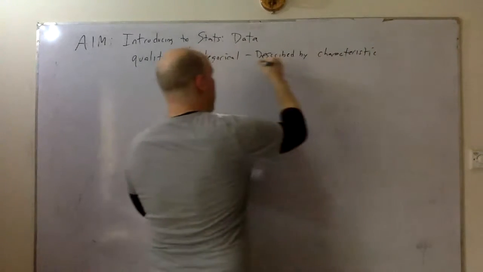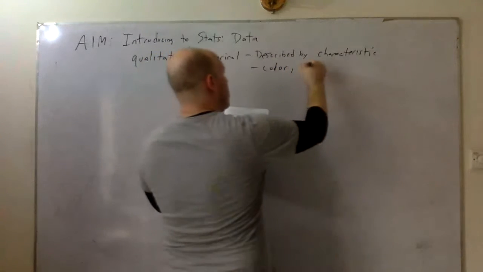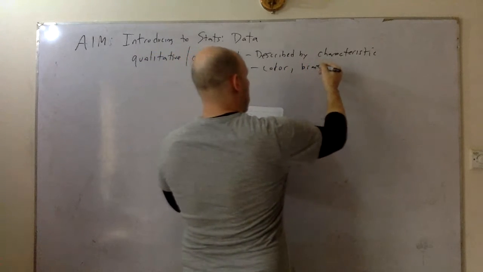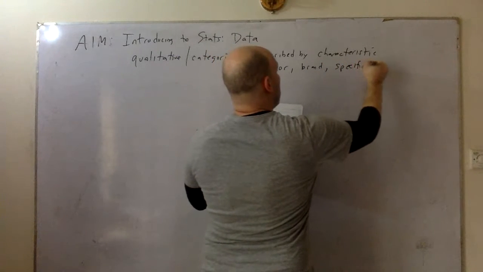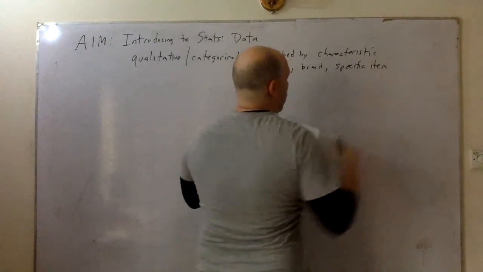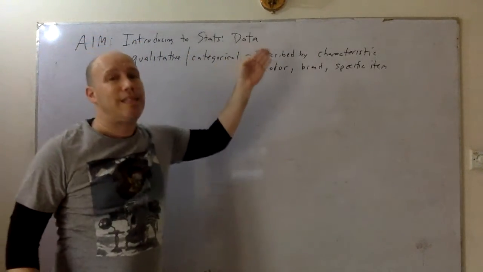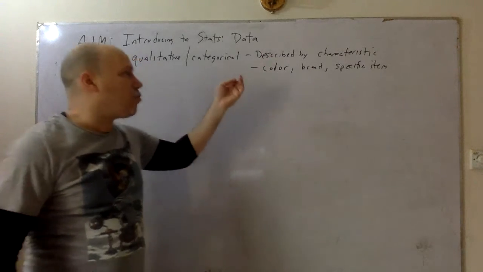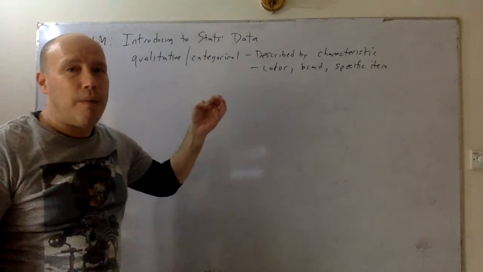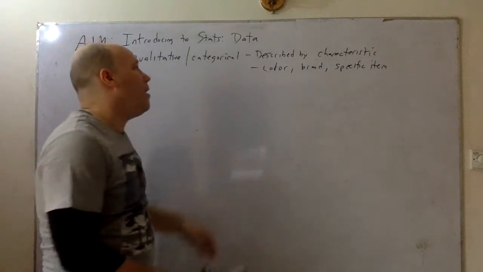So, for example, like color, brand, like a specific item, but it's by a word. Now, this might be in your science class, like describing the types of plants, 3 leaves, 4 leaves, the colors of the flowers, something like that.